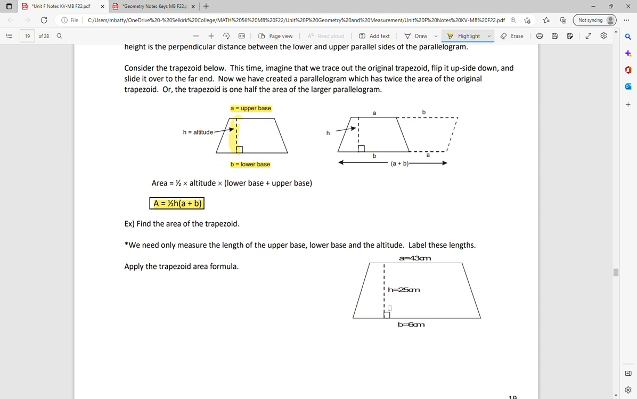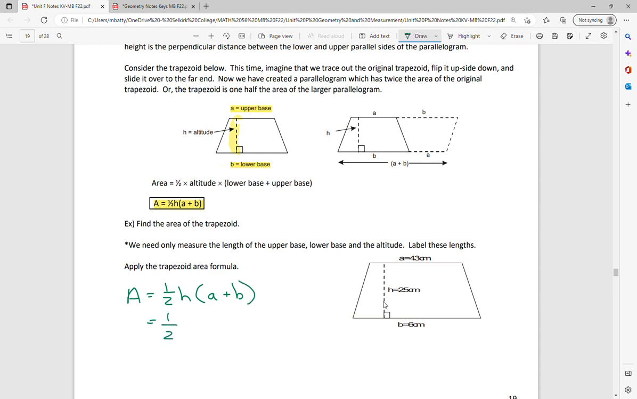So let's take a look at this. We have an example down here, and it looks a little funny. Hopefully it looks neater in your notes. In this one, area equals 1/2 the height times the top base plus the bottom base. Let's sub in so we can put this into our calculator.